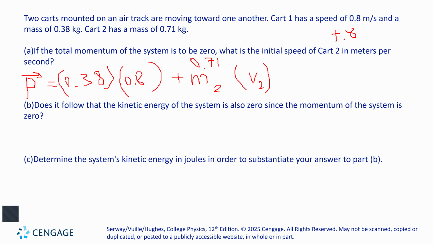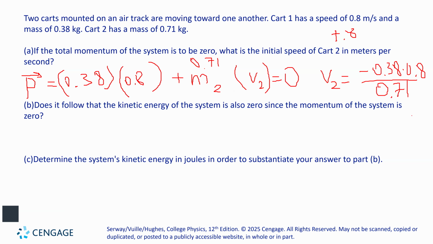We're given that the total momentum of the system needs to be 0. So we solve for V2. V2 will be negative 0.38 times 0.8, and then we divide that by 0.71, which is the mass of the second cart. Give me a second to calculate that. This will be about negative 0.4.